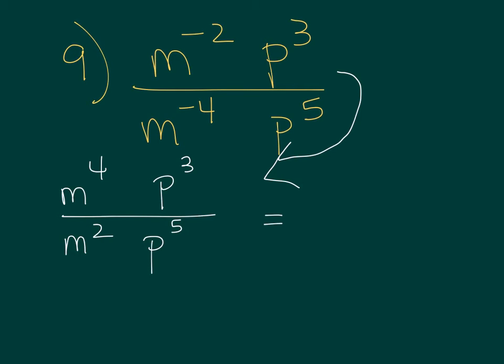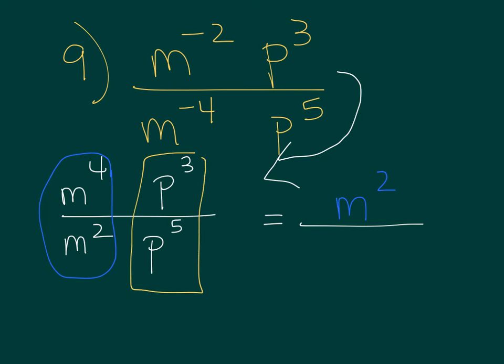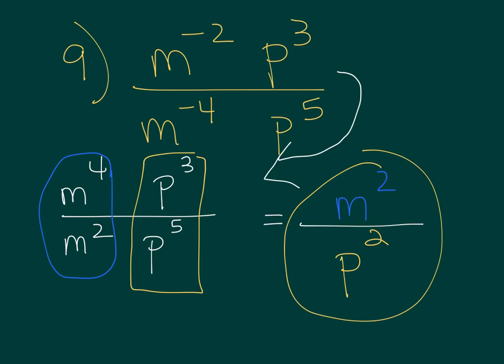Okay, so now we're ready to simplify. If you look at m to the fourth over m squared, which m wins by how many? Well, the top m wins by 2. If you look at the p's, p to the third over p to the fifth, which p wins by how many? The bottom p, 5 is 2 greater than 3, so the bottom p wins by 2. And this is my final answer.